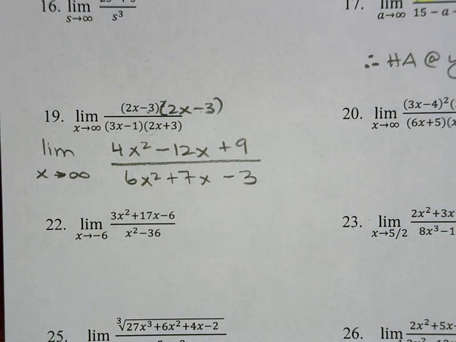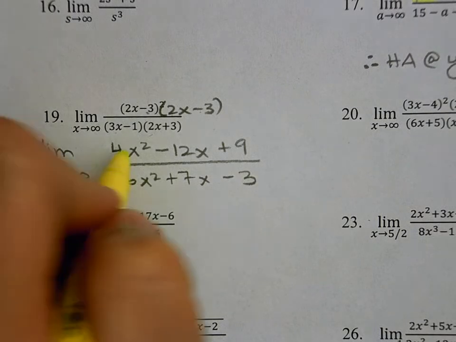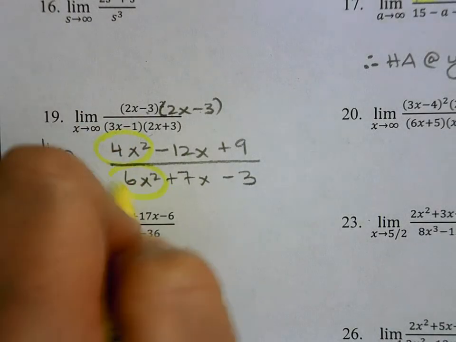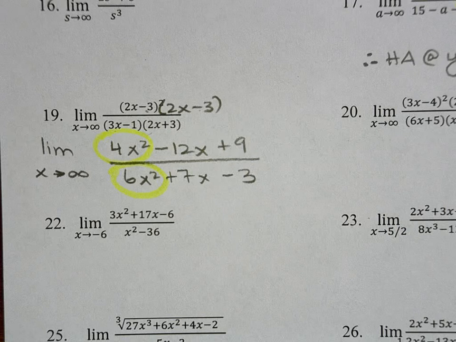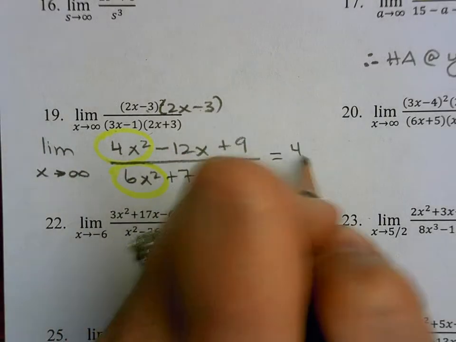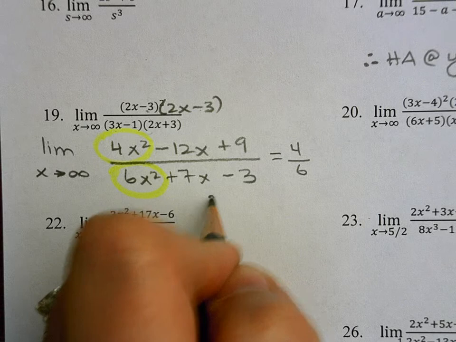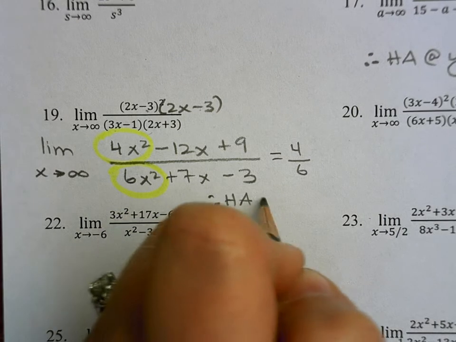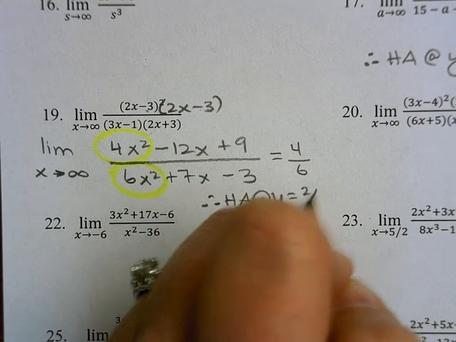So I want to find the highest degree, so that will be x squared. And then I take the coefficient of the highest degree, so 4 over 6, which is just 2/3. So there will be a horizontal asymptote at y equals 2/3.